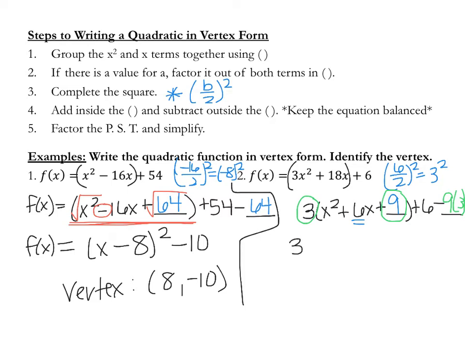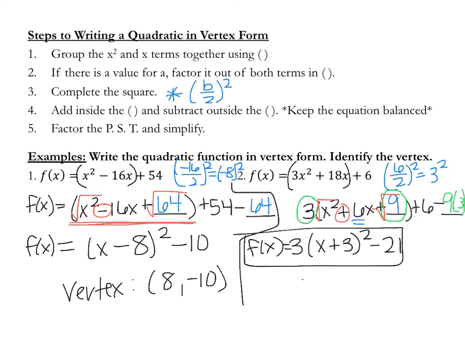So then this is 3, we're going to factor this down, x plus 3 squared. Again, that's the square root of the first term, sign of the middle term, square root of the last term. And then we're going to simplify that. 6 minus 27 is going to be negative 21. This is the vertex form of that equation, and then you need to write the vertex, opposite of h, comma k. So it'll be negative 3, comma negative 21. Okay?